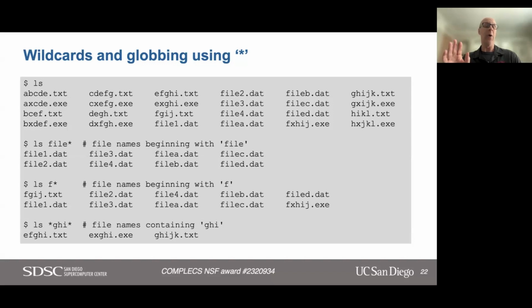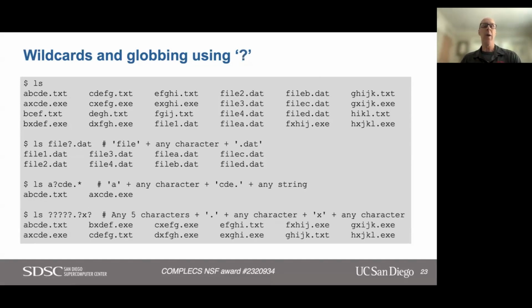And if I wanted to find just those files that contain the name GHI, I could do ls asterisk GHI asterisk. So notice that we can use multiple wildcards in a single expression. And here we ended up listing efghi.txt, exghi.exe, and ghijk.txt. Notice that that last file begins with GHI, but our expression was ls star GHI star. And as I mentioned in the previous slide, the asterisk can also match the empty string. That's how it was able to pick up ghijk.txt.